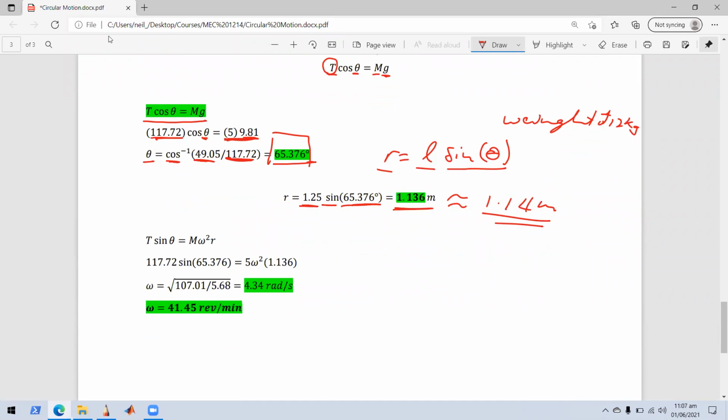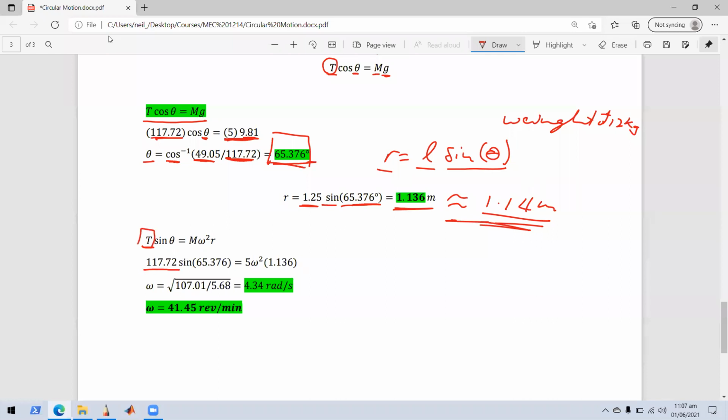Now, T sine theta is equal to m omega squared r. We still want to find omega, but before we couldn't do that, because we didn't know theta, we didn't know r, and we didn't know omega. We only had T and the mass. But now we have more variables. We solved here and we solved here. So now we can put them in and solve for omega, or angular velocity. And the angular velocity in this case is max speed because we're using T as the max tension.